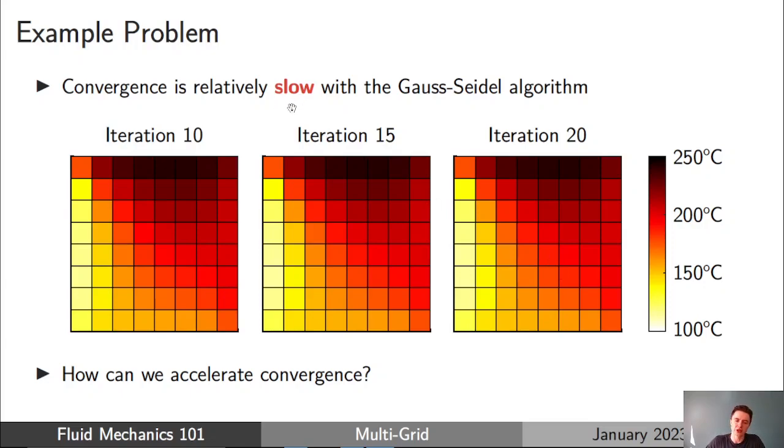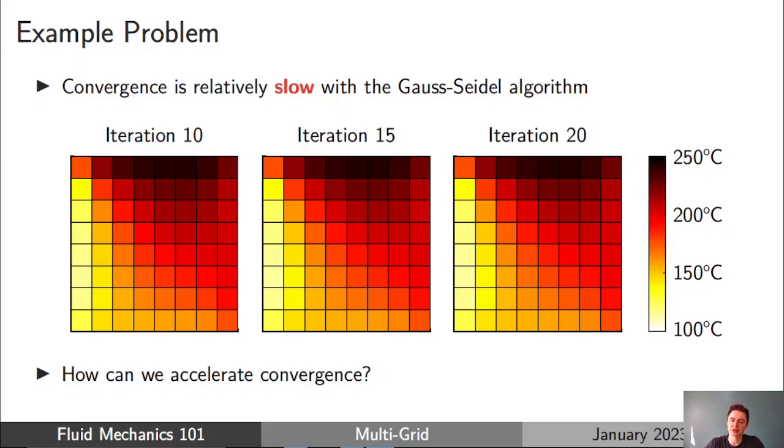The important thing to note with the Gauss-Seidel algorithm is that it's relatively slow to converge. And what we would like is a method of accelerating the convergence so that we can arrive at this final converged steady state temperature field in fewer iterations, because ultimately this will mean that our CFD code speeds up and we get our answer faster.